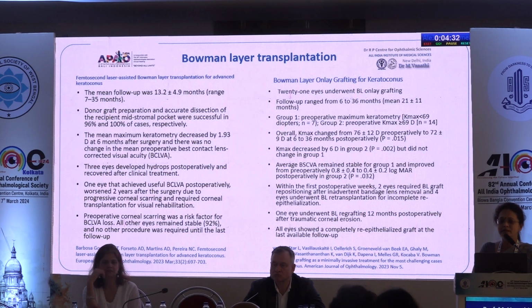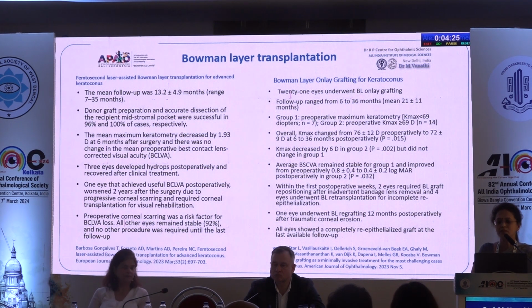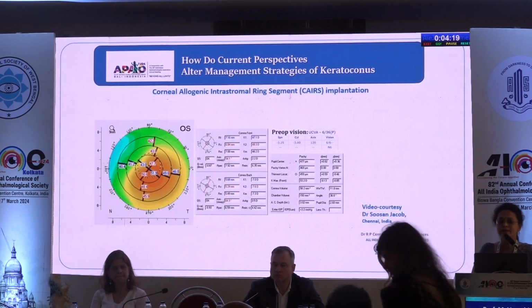A Bowman's layer onlay grafting for keratoconus is also a variation which has been described, with just about one study on 20 eyes, which also is claimed to produce acceptable results in these patients here.